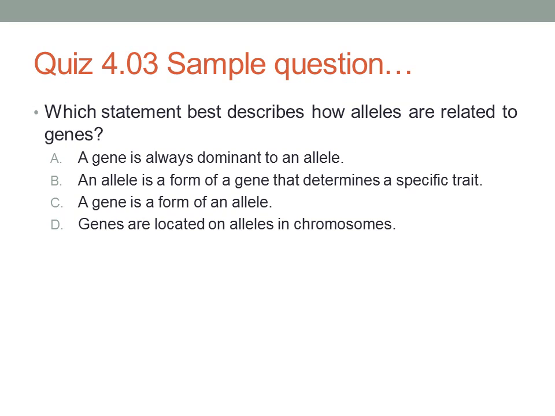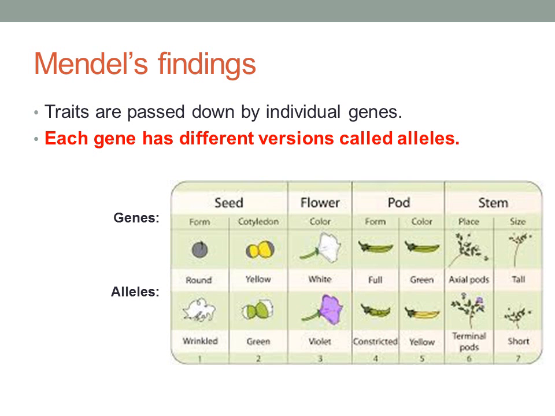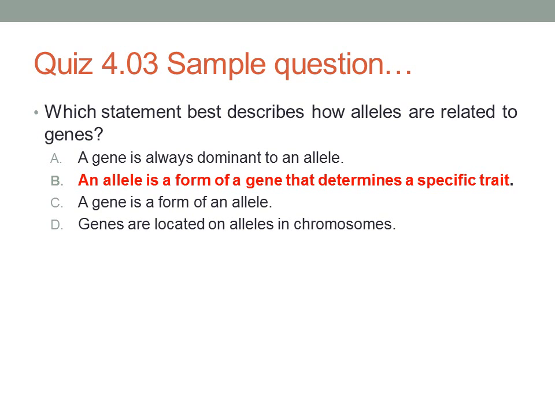So here's the first question. Which statement best describes how alleles are related to genes? A, a gene is always dominant to an allele. B, an allele is a form of a gene that determines a specific trait. C, a gene is a form of an allele. Or D, genes are located on alleles in chromosomes. If we go back one slide, we see that Mendel found out that each gene has different versions, and we call those alleles. So the best answer for this one would be B, an allele is a form of a gene that determines a specific trait.